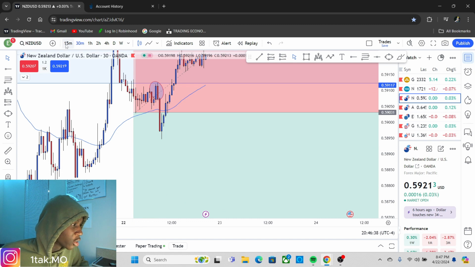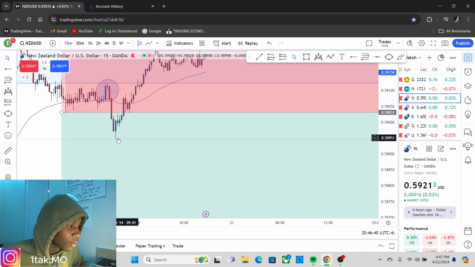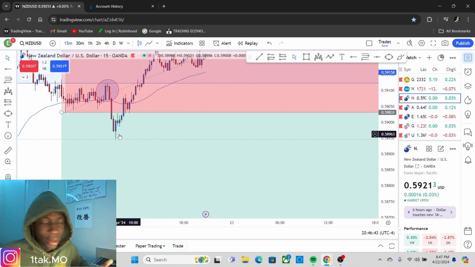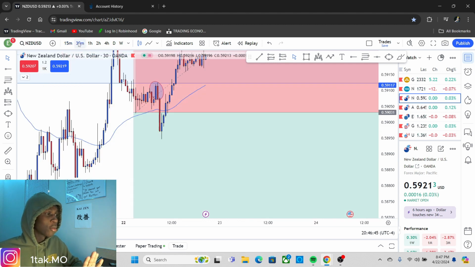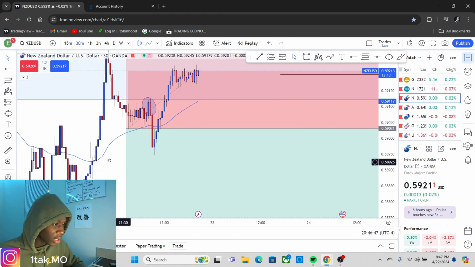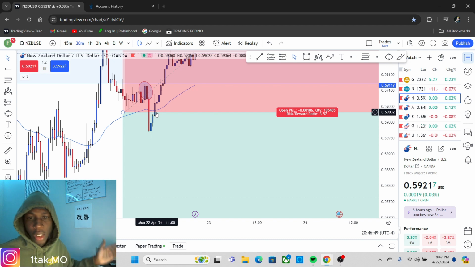So when I entered the trade, price literally came down here. I was up like 1,000 on this trade already, so I was feeling confident. Didn't check my phone at all for a while. Then eventually price came back, broke even. So I was like, okay, cool. It's gonna keep falling.